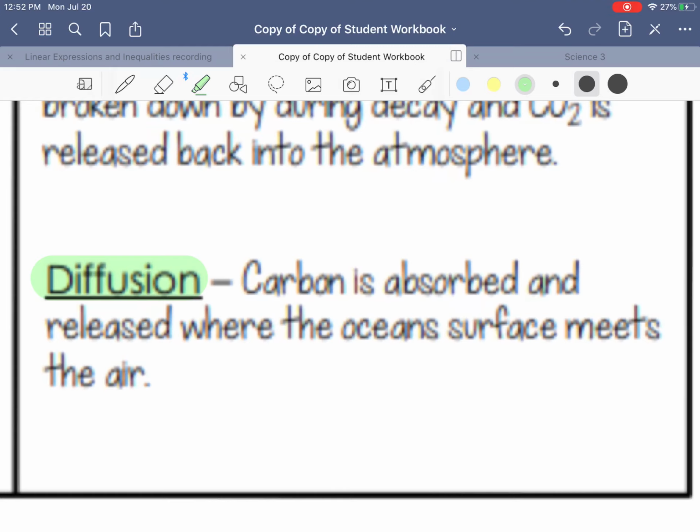But if you're talking about weather processes or life processes, diffusion is where carbon is absorbed and released, where the ocean surface meets the air. So where the top of the ocean water contacts air, diffusion occurs. Those particles of water are being dispersed or spread out into the atmosphere. And that's another way that carbon is released into the air.